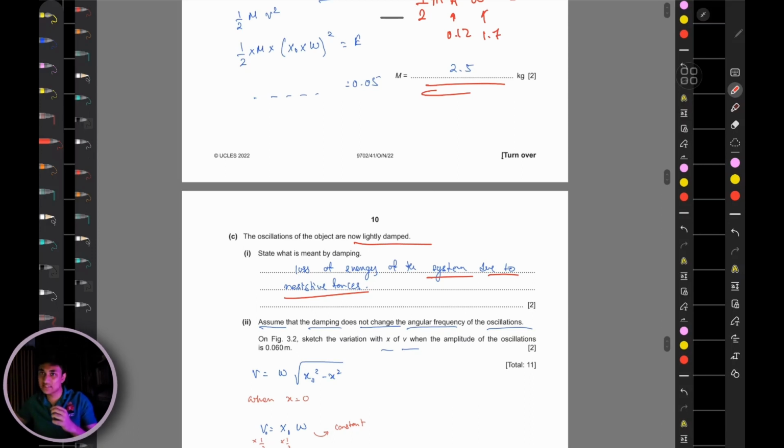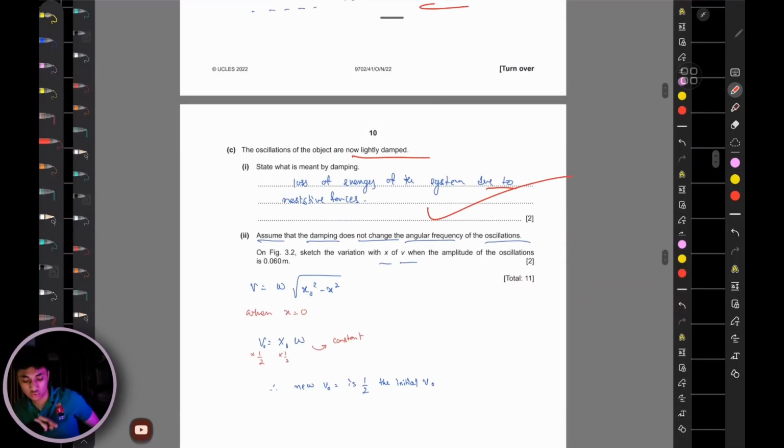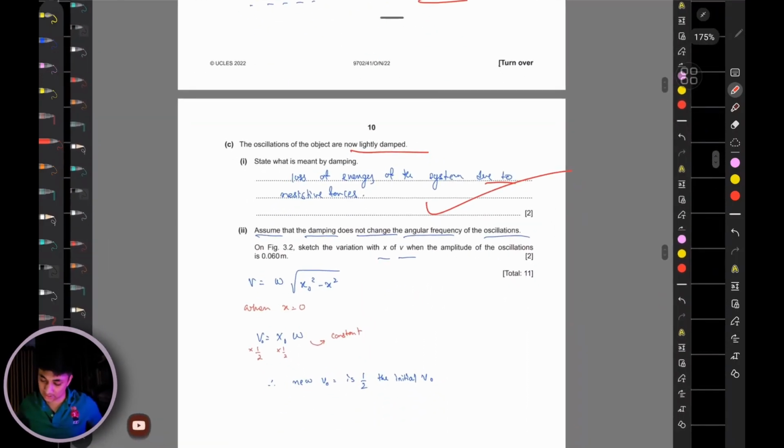So amplitude decreases, meaning energy is being lost, right? So loss of energy due to resistive forces. Great. C part 1. C part 2. Assume that damping does not change the angular frequency of the oscillation. On figure 3.2, sketch the variation with x of v when the amplitude of the oscillation is 0.06 meters.